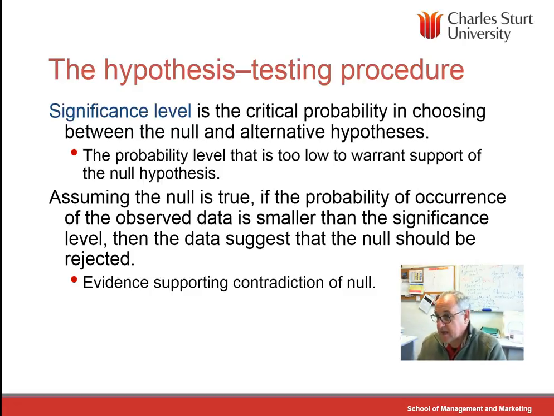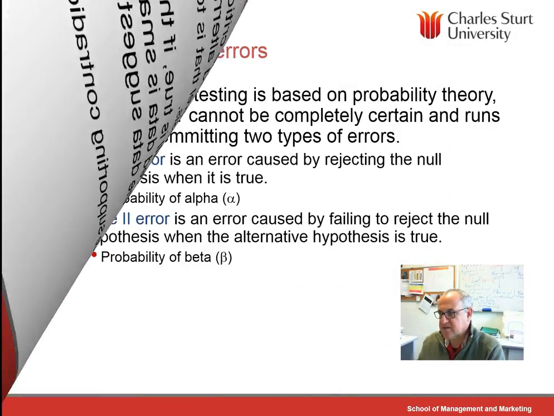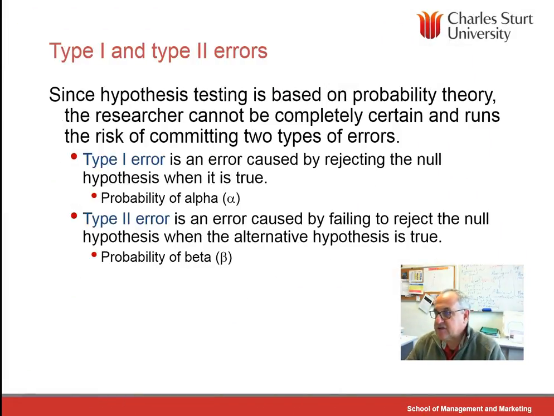Things stay as they are, the status quo, unless you can prove otherwise. And so statistical analysis is based on that approach. Now, there are two types of errors that creep in whenever we do anything with probability. You can't have an error-free world, unfortunately. A type 1 error is when you reject the null hypothesis when it's true.